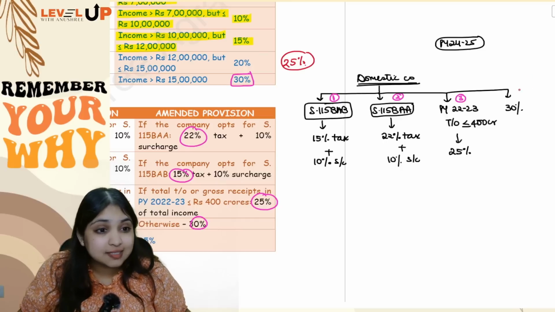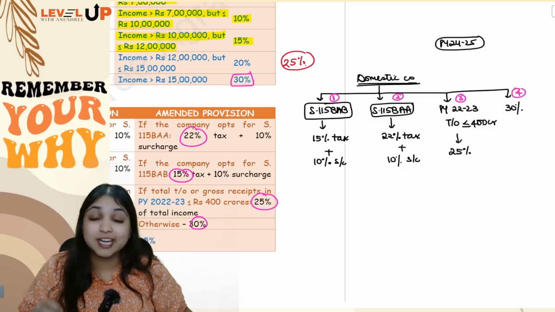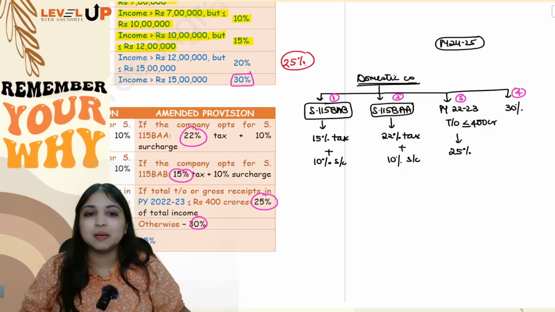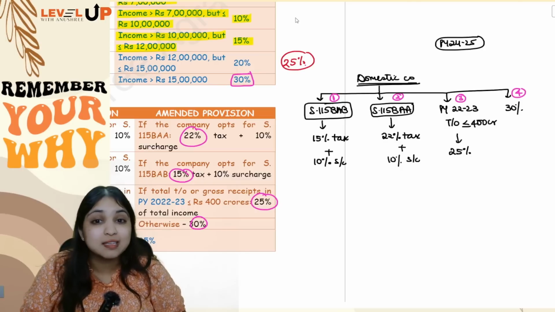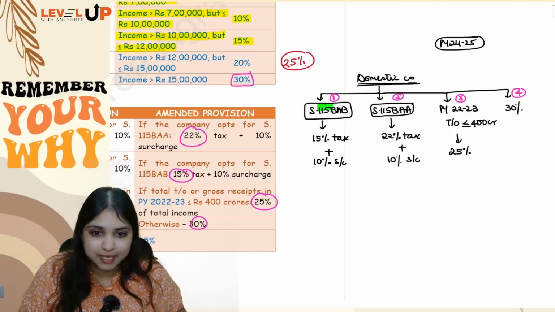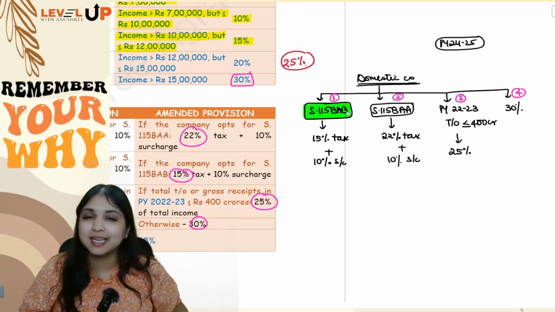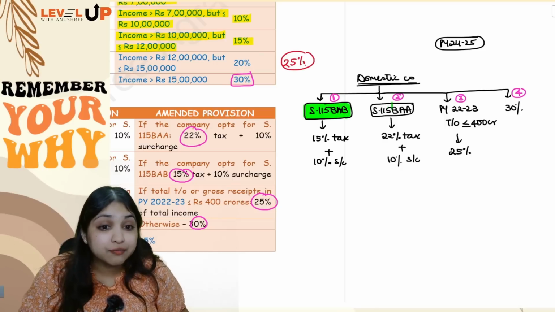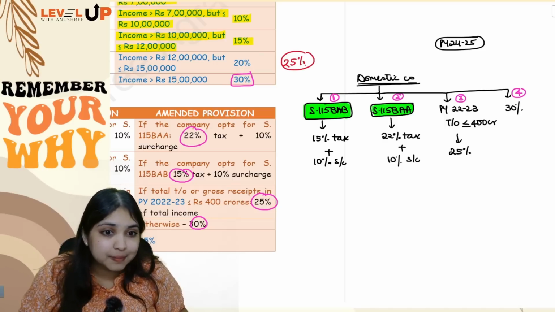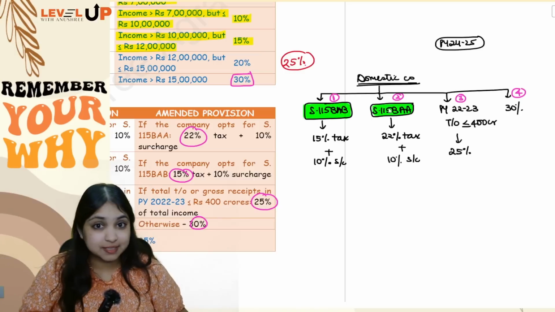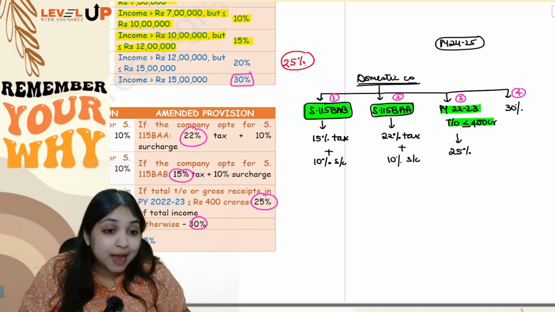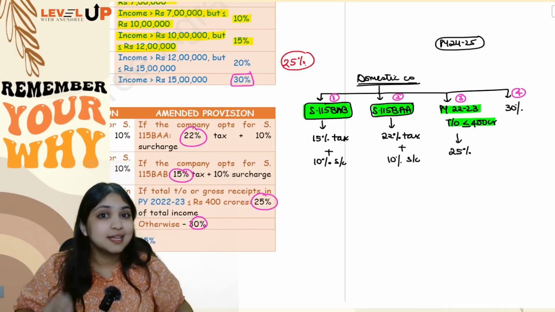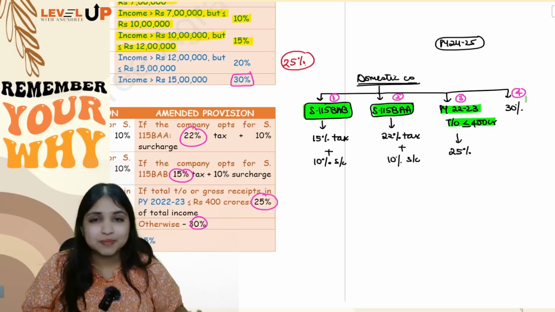Okay. So this is a sequence that you should follow whenever you are trying to identify the tax rate applicable for domestic companies. You understood guys? I will first try for 115BAB. If 115BAB is applicable, then 15% tax and 10% surcharge I'll have to pay. If 115BAA is applicable, then 22% tax and 10% surcharge. If 2 years back the turnover is within 400 crores, then 25% tax, otherwise 30% tax.